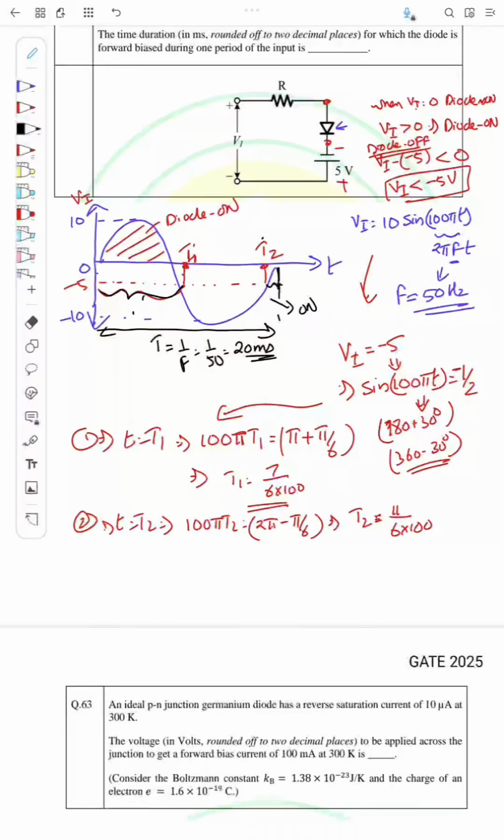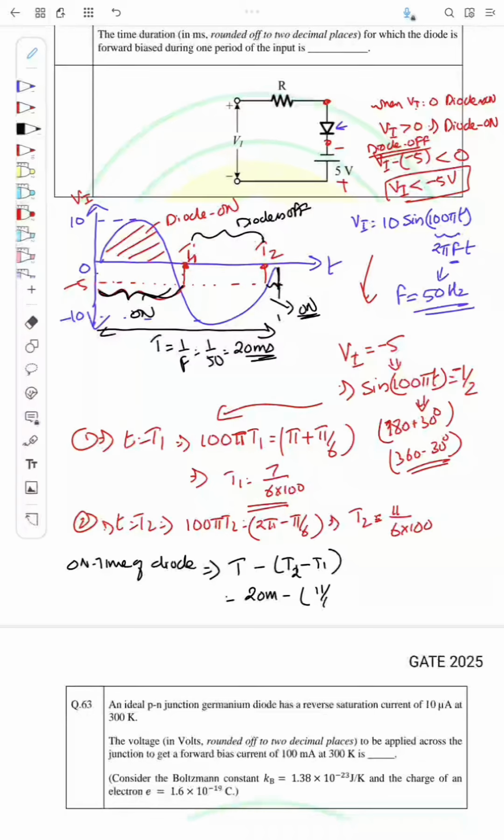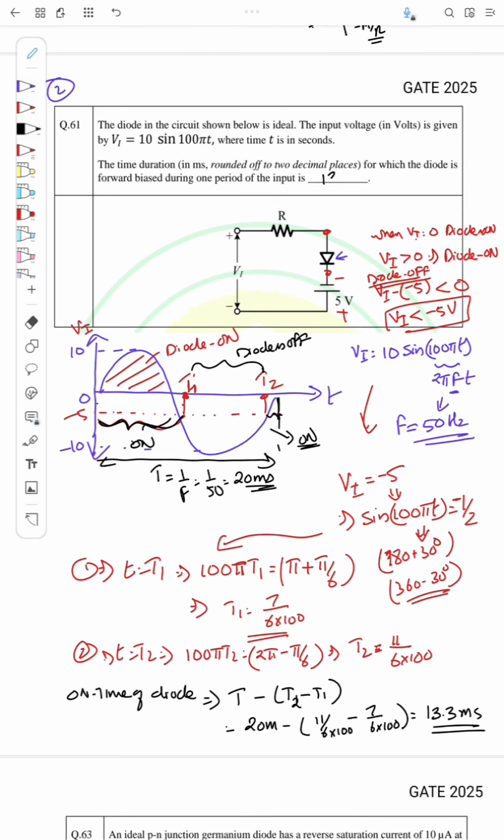So here, if you carefully see, from t1 to t2 the diode is off. And for the remaining time, this time and this time, the diode is on. So the on time of the diode is the total time T minus the time the diode was off, t2 minus t1. If I substitute, T is 20 milli, minus t2 is 11 by 6 into 100, minus t1 is 7 by 6 into 100. If you calculate this, you'll get near 13.3 millisecond. So the answer is 13.3 milli.